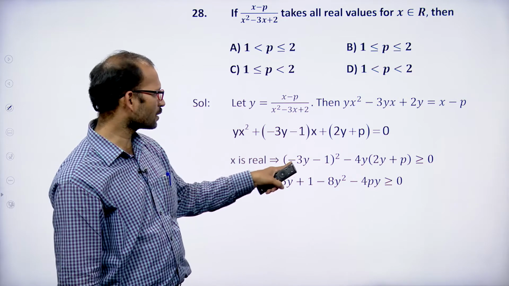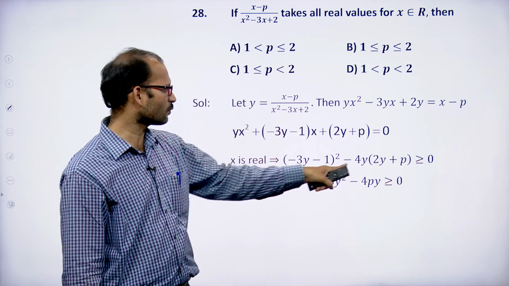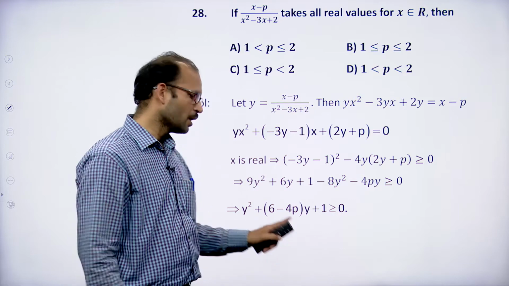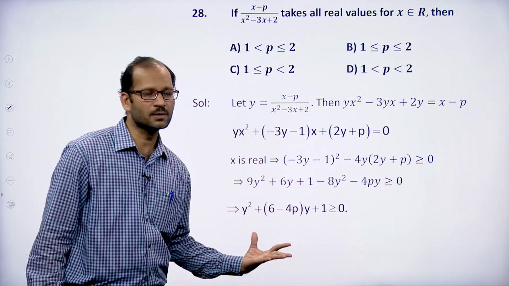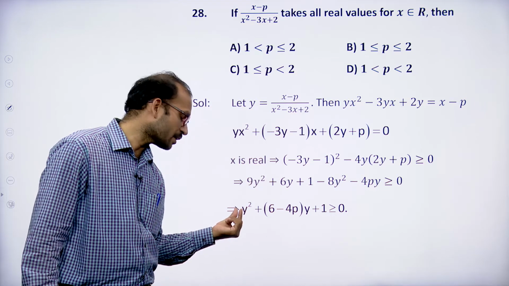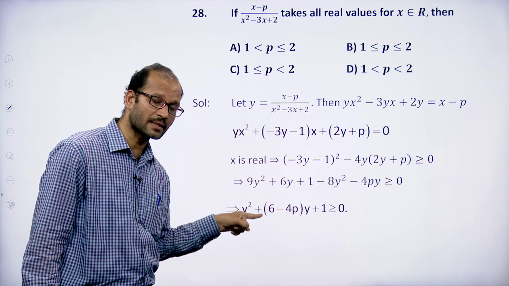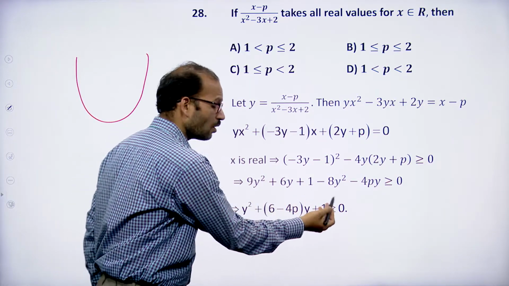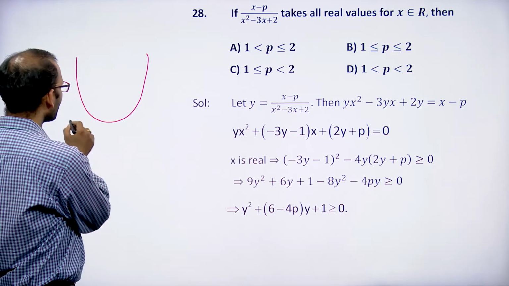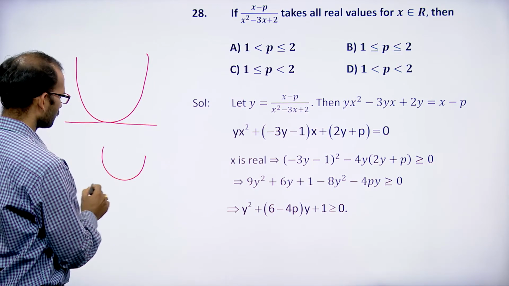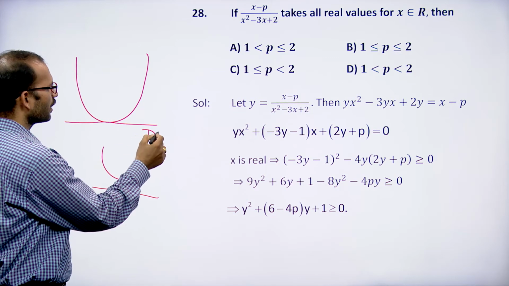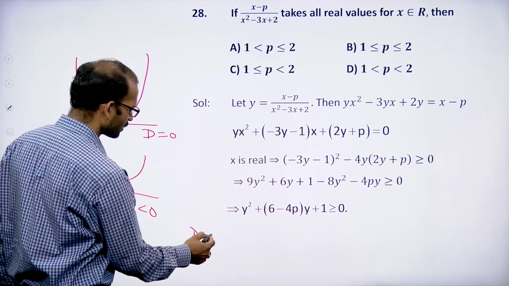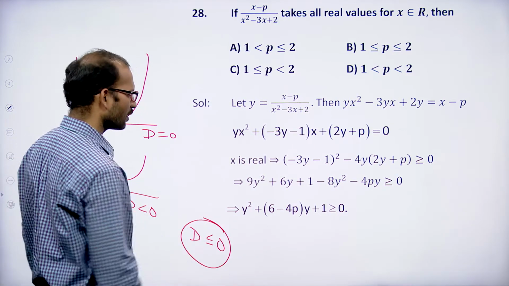So therefore its discriminant is what? b square minus 4ac greater than or equal to 0. So we got another quadratic inequality in terms of y. If you observe, this is a quadratic inequation whose y square coefficient is 1, positive, therefore its graph opens upwards, parabola opens upwards, greater than or equal to 0. So it can be either this or this. In this case discriminant is equal to 0, in this case discriminant is less than 0. So finally discriminant is less than or equal to 0, that we apply here.